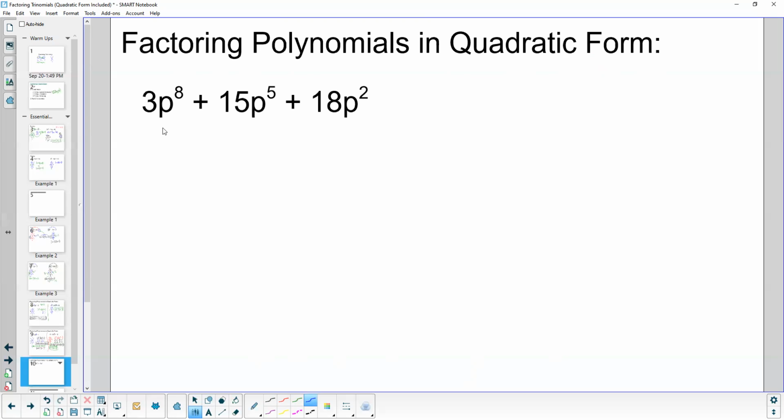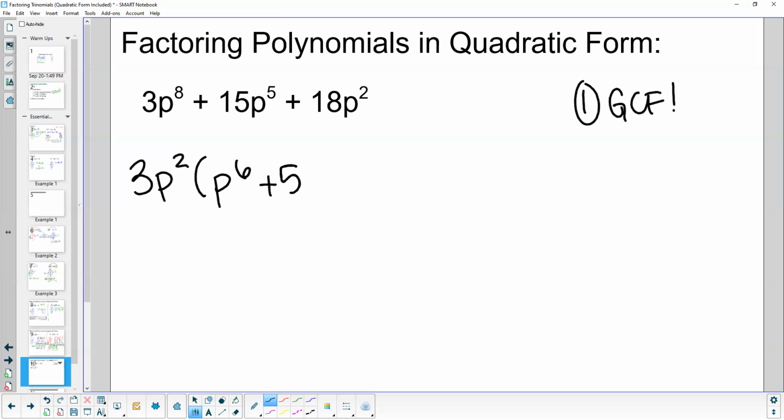what's our very first step anytime we factor? Before we do anything else, very first, we're supposed to check for greatest common factor. So let's look. Is there a number that goes into 3, 15, and 18? Yes, it's a 3. And can I take out any of my p's? Definitely, we can take out 2 of them. So all of a sudden, I'm going to take out a 3p squared, and I'm going to be left with p to the 6th plus 5p cubed plus 6.